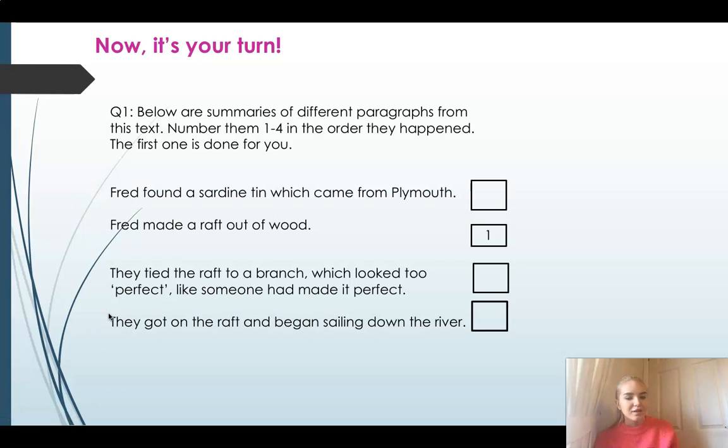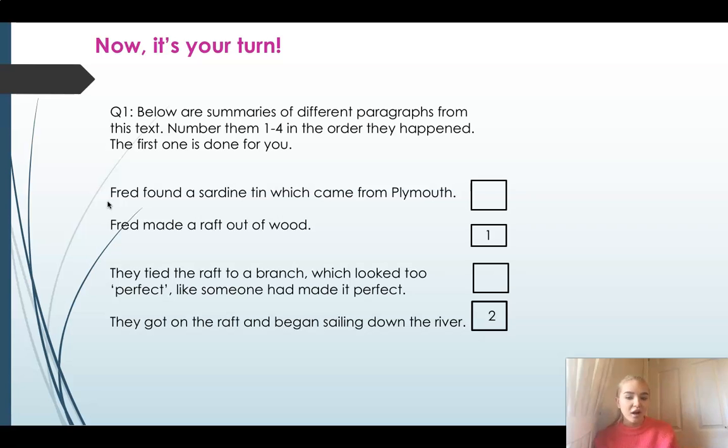They got on the raft and began sailing down the river. Well, if we know that statement number 1 was when they were on the river, then they must have got on the raft and began sailing down the river before Fred was even able to find the sardine tin. So I know now that they got on the raft and began sailing down the river after Fred had made the raft out of wood. So that must be number 2.